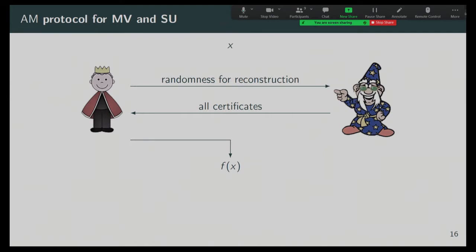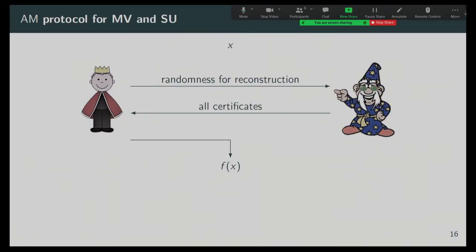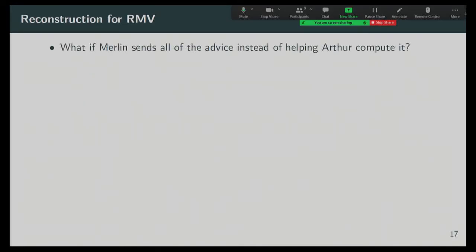And for these two, we only actually use Merlin in this simple way, which is as a glorified circuit evaluator, right? We have a non-deterministic circuit. We need his help to compute it, right? So what if we try going a little further, right? And that's what we do for the recursive version of MV, right? So instead of just having Merlin help us compute the advice along the way, what if he just sends it all at once, right? In a single message. What happens in that case, right?